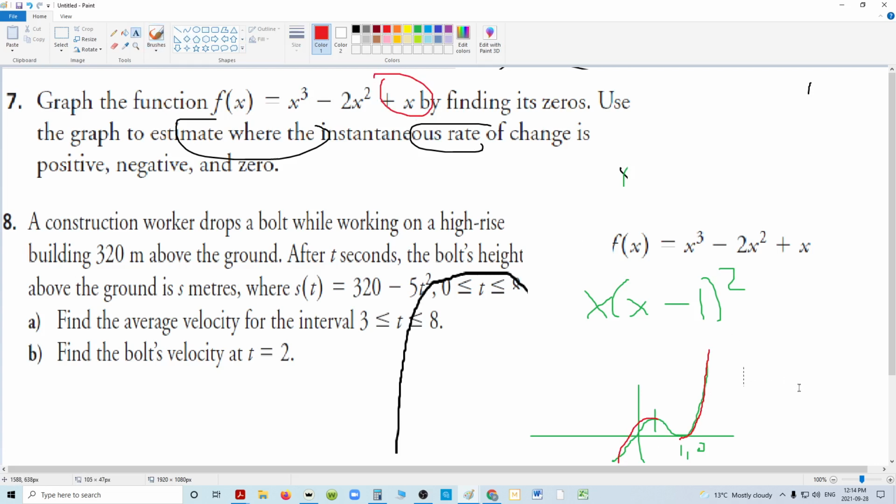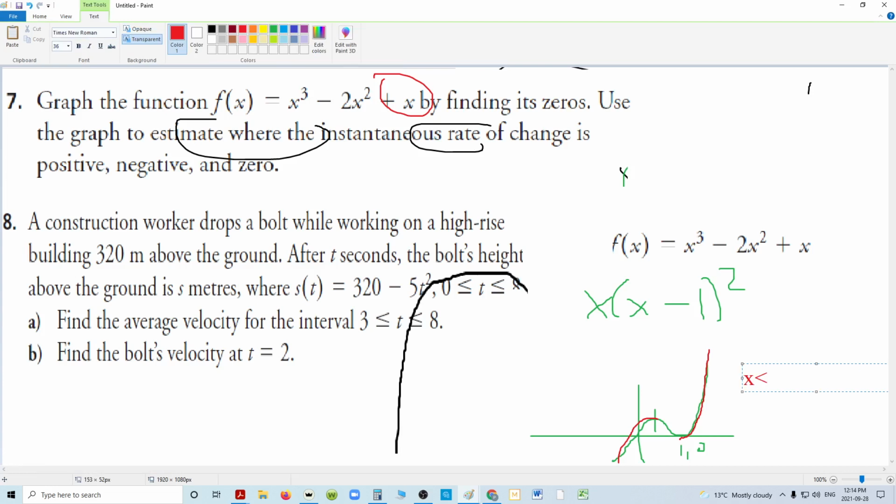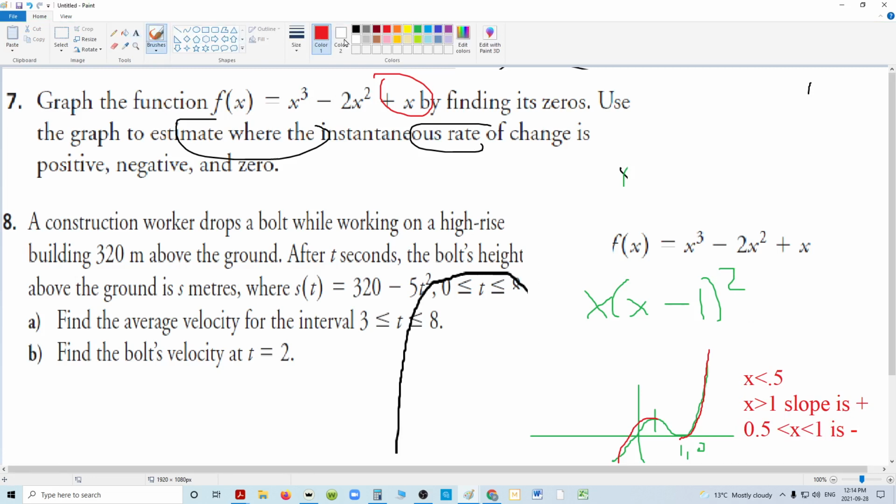So that means when x is smaller than the peak, which is roughly 0.5, and when x is bigger than 1, the slope is positive. And when x is between roughly 0.5 and 1, it is negative, which is this part here. So that's just a factoring error, which shows you that if you rush, you can get it wrong.